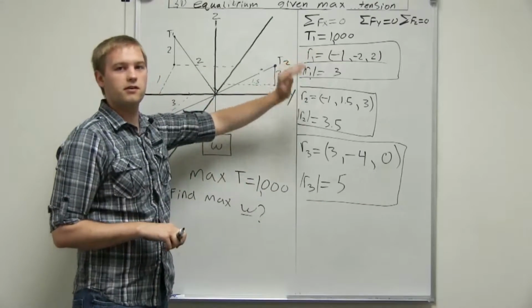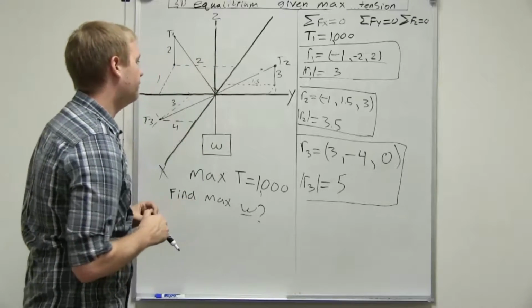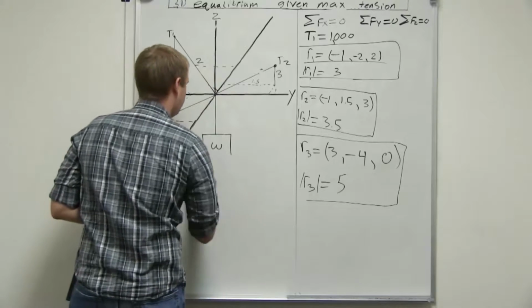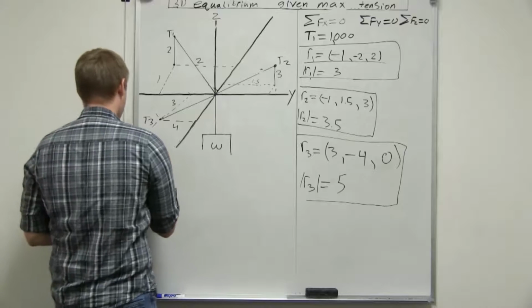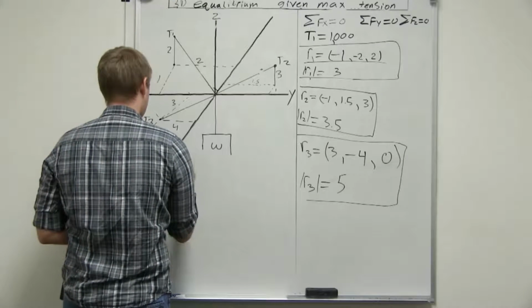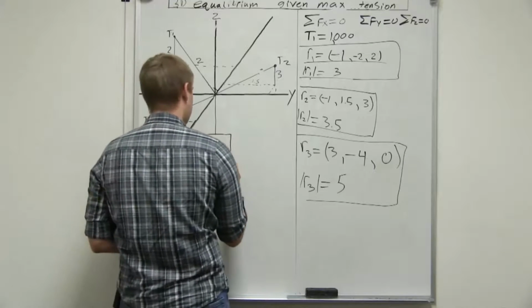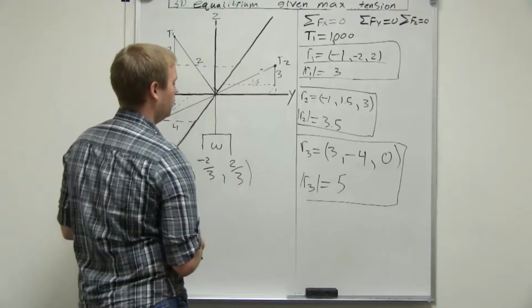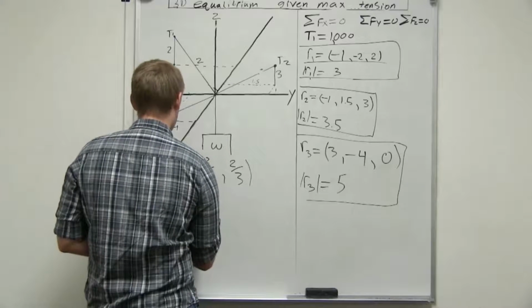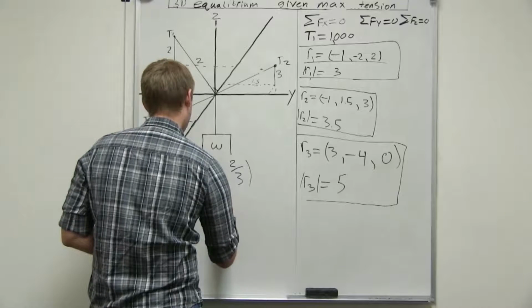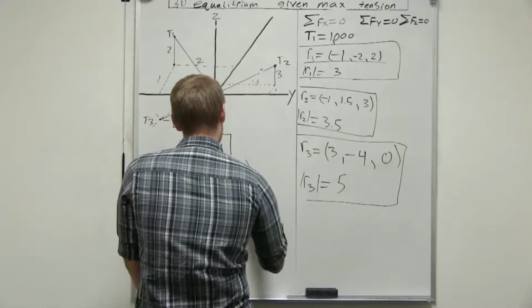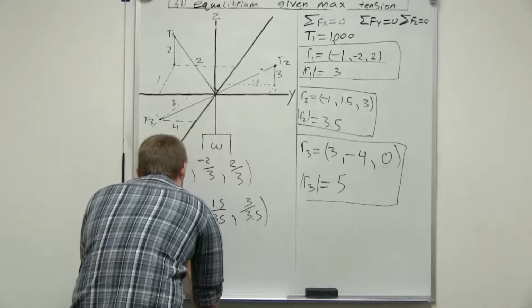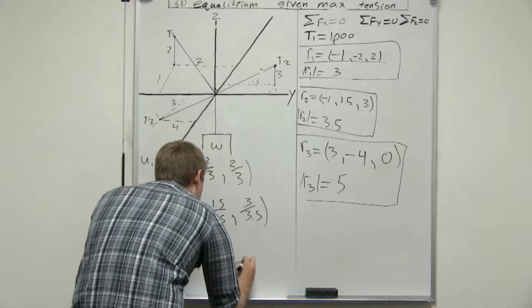So now that we have the position vector and the magnitude for each of these ropes, we can find the unit vectors. Unit vector 1 equals -1 over 3, comma, -2 over 3, comma, 2 over 3. Unit vector 2 equals -1 over 3.5, 1.5 over 3.5, and then 3 over 3.5. And unit vector 3 equals 3 over 5 and -4 over 5 and 0.